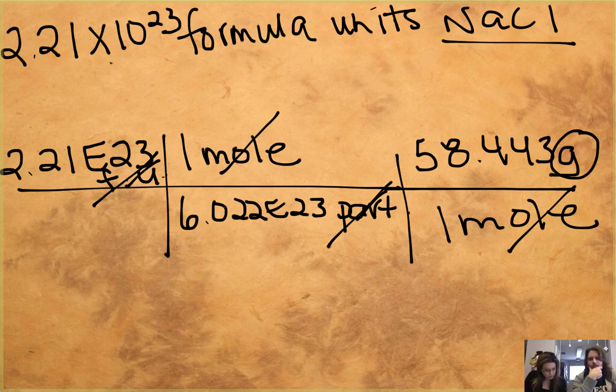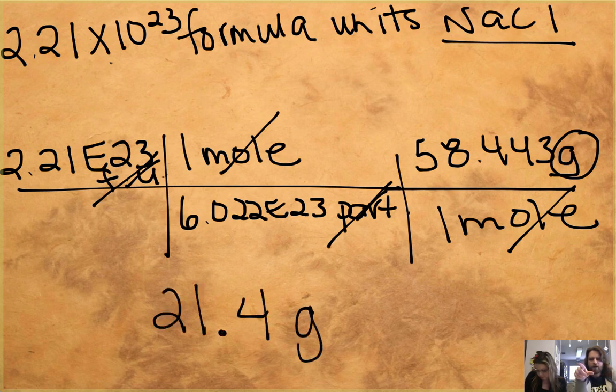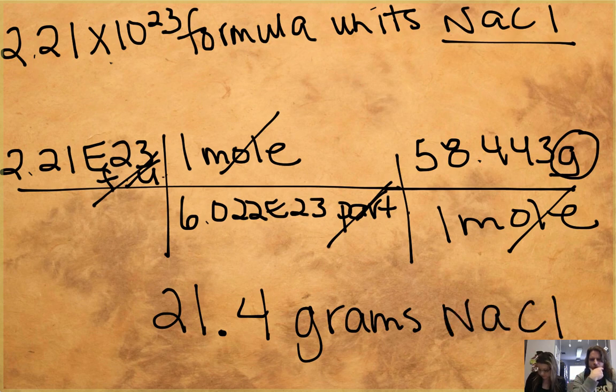So we multiply all the numbers across, divided by the product of the bottom numbers, and we end up with 21.4 grams of that wonderfully kosher NaCl. Is that pretty accurate to what you thought it was? That was exactly what I thought it was, actually.